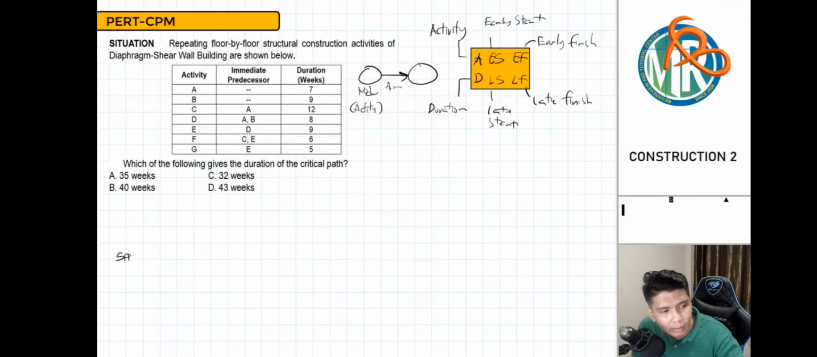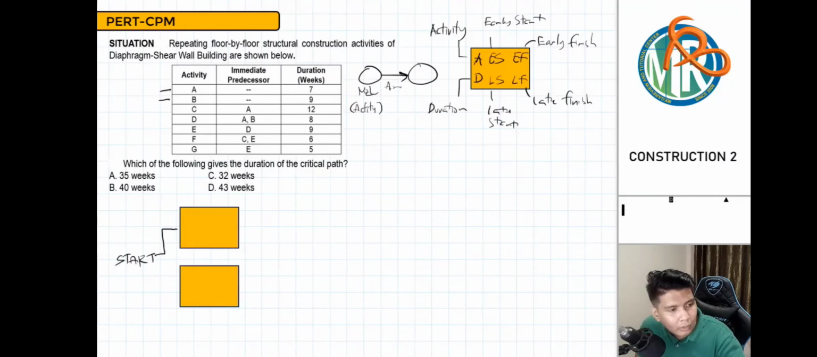Ang gawin natin ngayon, no? Let's draw muna yung starting event natin. Okay, let's have your start. And then, if you look at sa ating table, no? Activity A and activity B, wala silang predecessor, meaning they can start immediately. We put our arrow here that signifies the direction of your activity. So let's start with letter A. Activity A, duration is 7 weeks. Activity B, duration is 9 weeks.